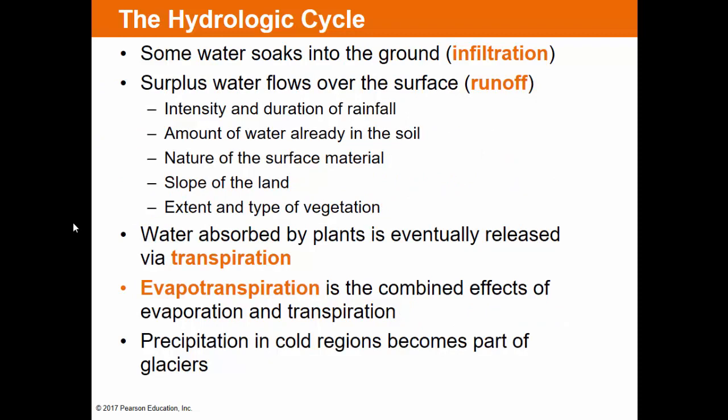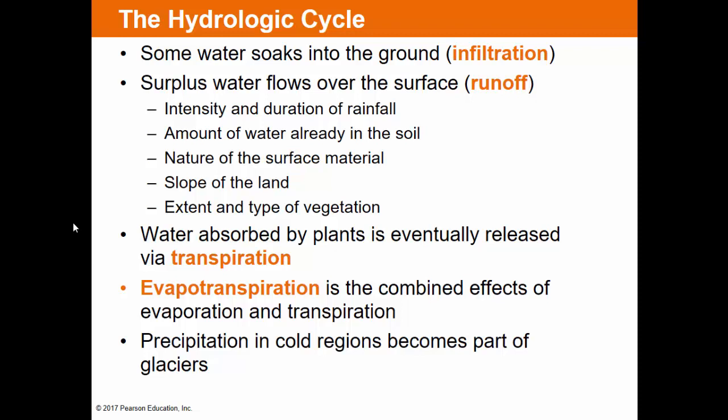Of the water that falls on land, you have infiltration and runoff. Infiltration is just water soaking into the ground, percolating into the ground. And runoff is, well, water running over the ground. So you get runoff if you have a high intensity or high duration of rainfall, if the soil is already saturated, or depending on the nature of the surface material. If it's a whole lot of concrete, the water is going to run off. The slope of the land, big steep slopes, will also cause runoff, and also the extent and type of vegetation. With no vegetation, you may have some types of runoff, and with a whole lot of vegetation, or certain types of vegetation, that may control that runoff.